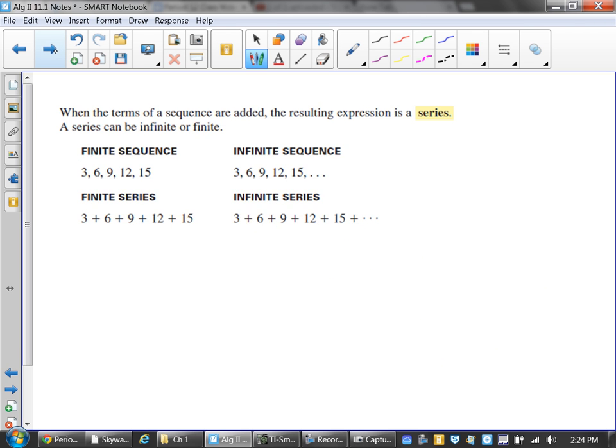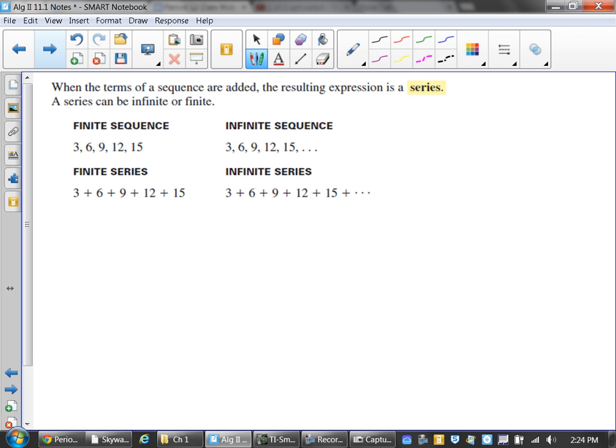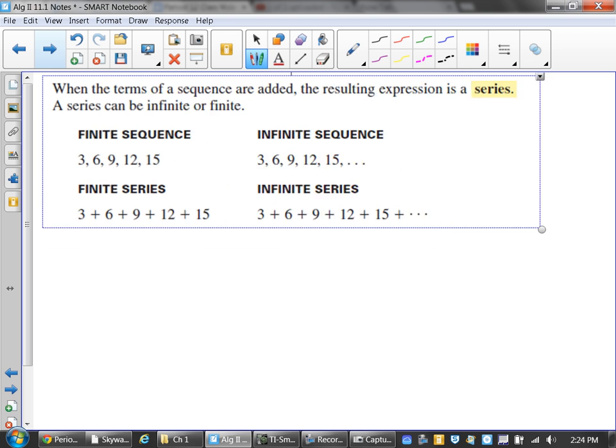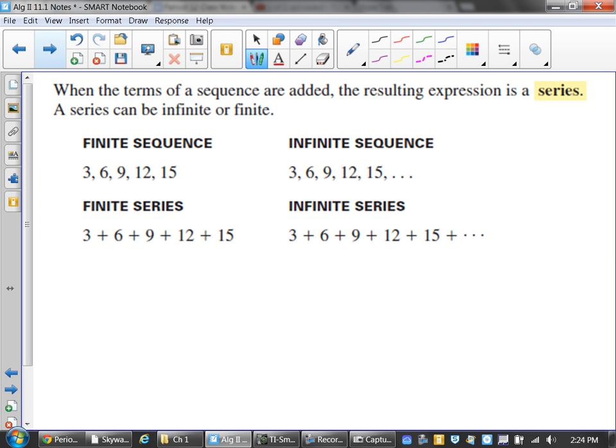So what's the difference between a sequence and a series? It should be blatantly obvious. I'm just looking at what's the difference between a sequence and a series. The only difference between a sequence and a series is this: when you're in a series, you're adding up all the values that are in the sequence.